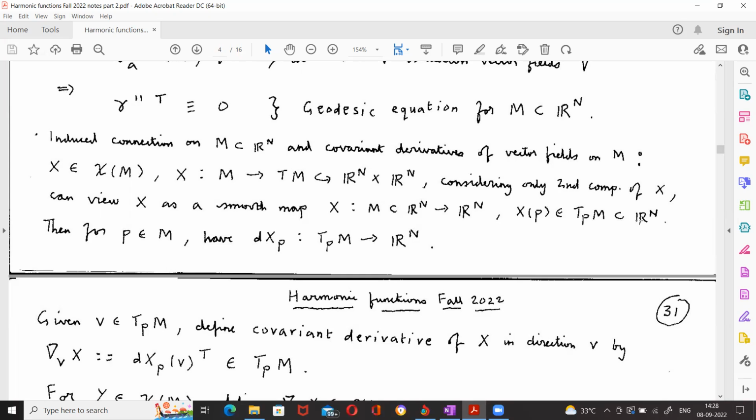And so since it's a smooth map from a manifold into Rn, I can look at its derivative, dX_p. So this is going to be what? A linear map from the tangent space T_pM into Rn, right? Okay.